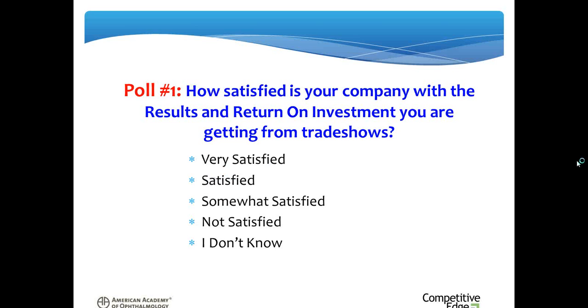And what's interesting about this whole ROI thing is the truth is that many of us are getting significant value in ROI, but we can't see it. We can't measure it.